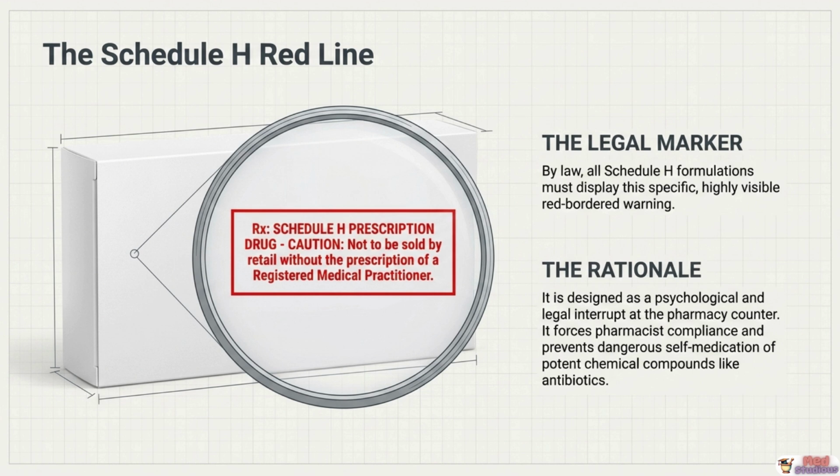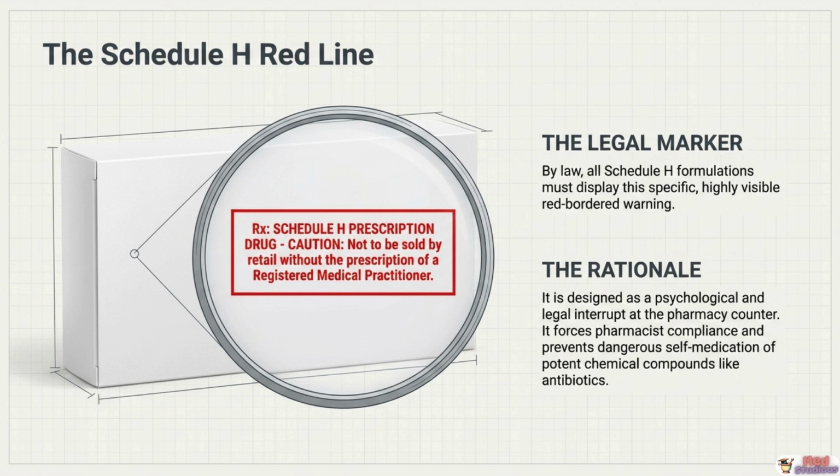Schedule H represents a legal red line in the pharmaceutical dispensing system, a hard regulatory boundary that no pharmacist may legally cross without the authorization of a registered medical practitioner. The physical manifestation of this boundary is a mandatory label requirement. By law, every Schedule H formulation sold in India must display a specific, highly visible warning printed within a red border, reading: RX, Schedule H prescription drug. Caution, not to be sold by retail without the prescription of a registered medical practitioner.